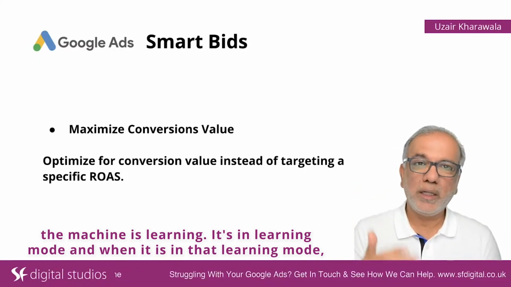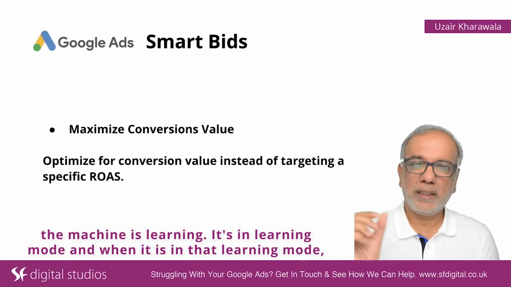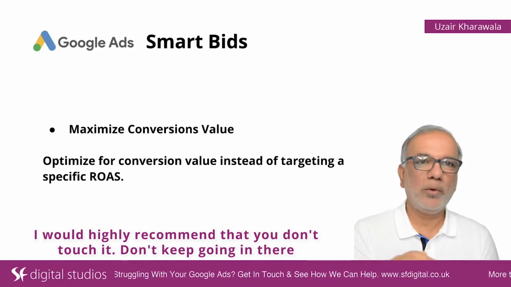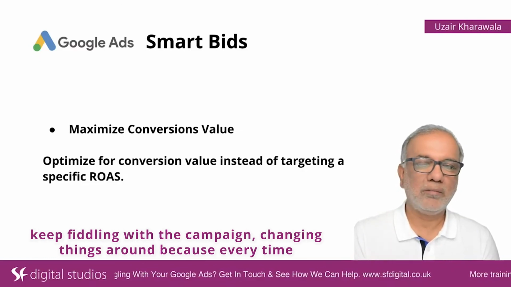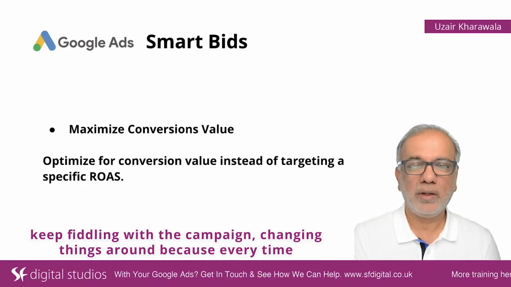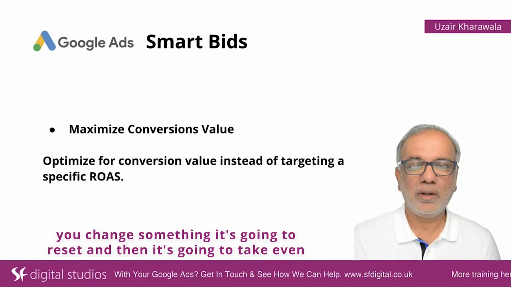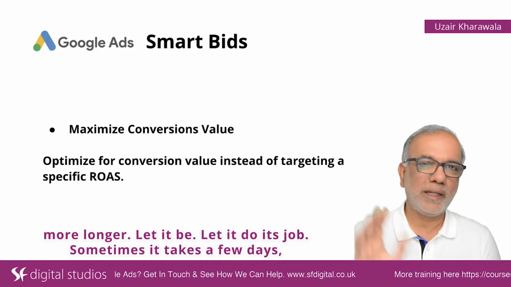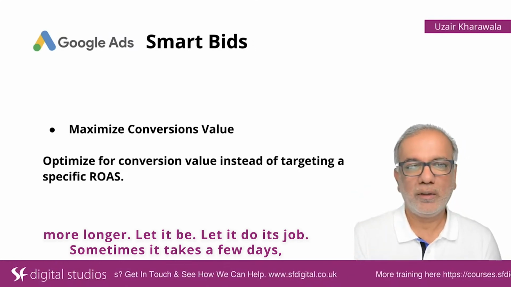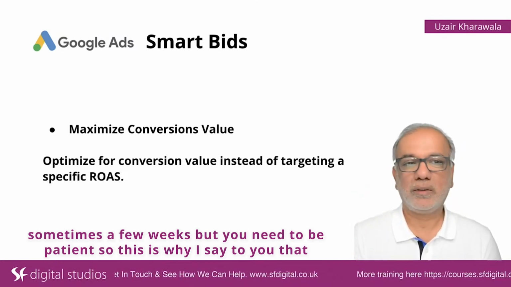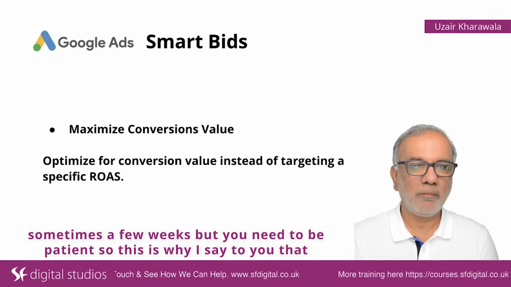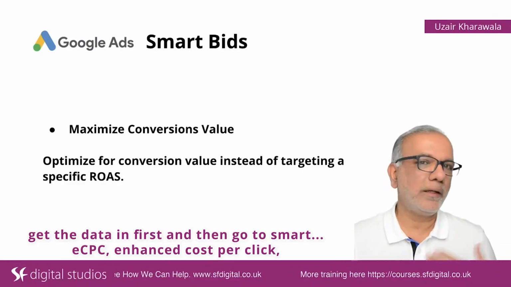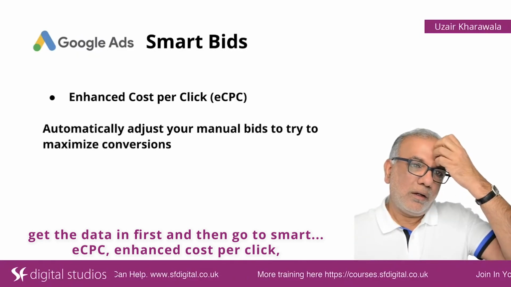It's in learning mode, and when it is in that learning mode, I would highly recommend that you don't touch it. Don't keep going in there, fiddling with the campaign, changing things around, because every time you change something, it's going to reset, and then it's going to take even longer. So let it do its job. Sometimes it takes a few days, sometimes a few weeks, but you need to be patient. So this is why I say to you, get the data in first and then go to smart.